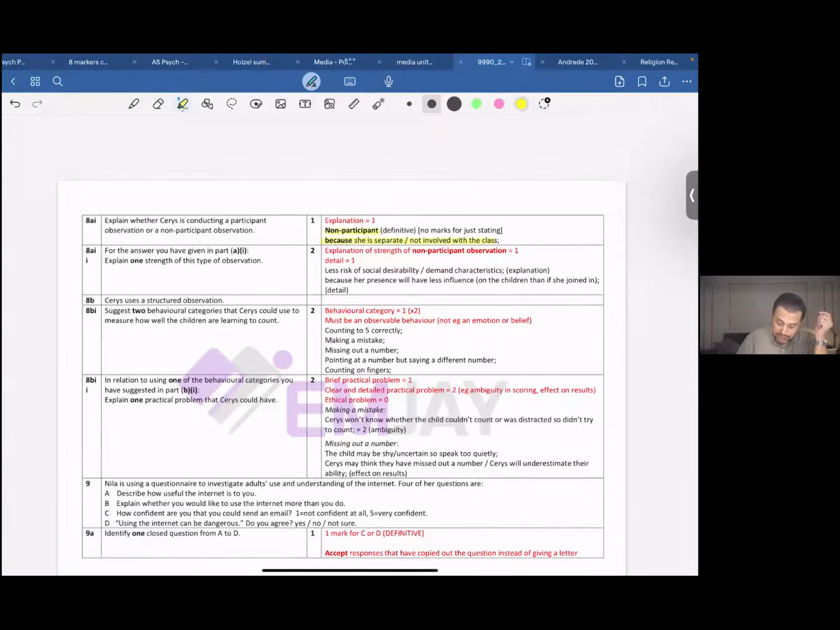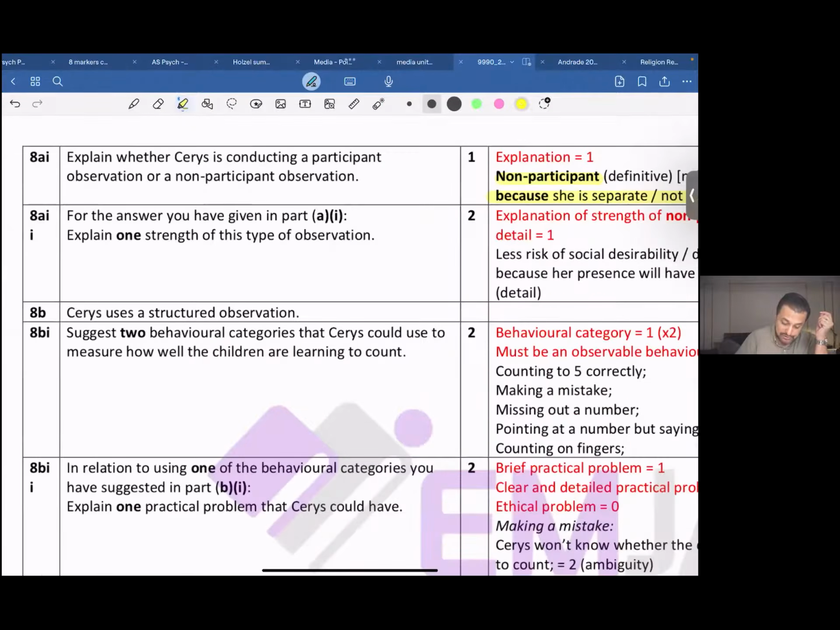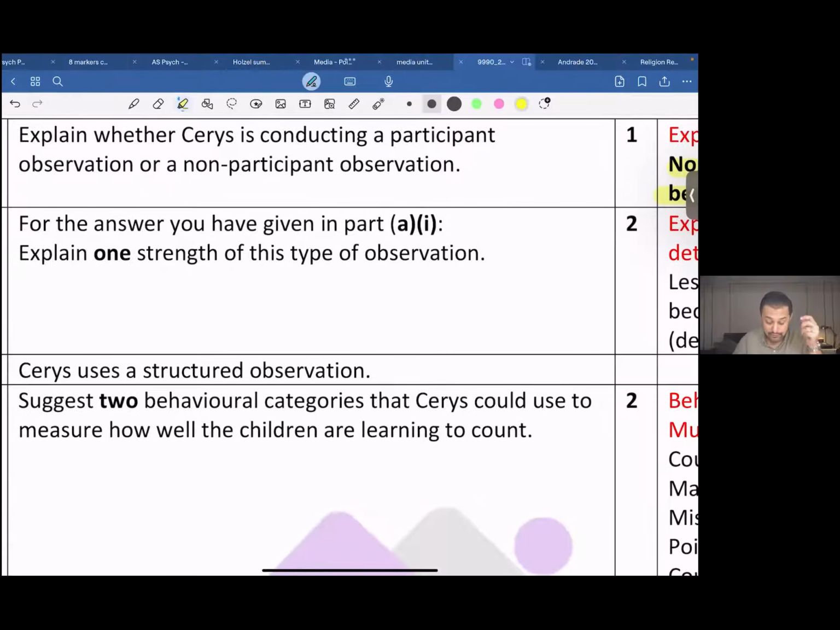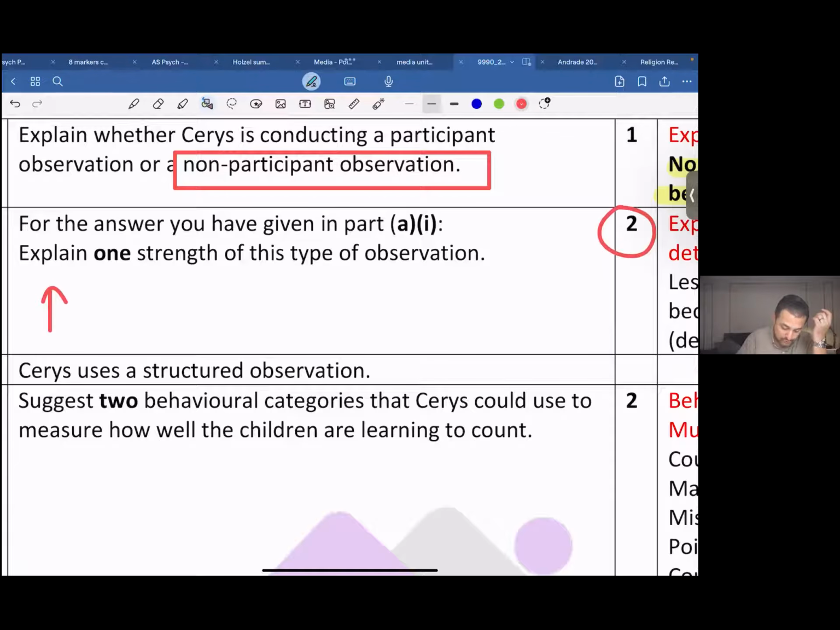The second question over here is a 2-mark question that reads: for the answer you have given in part A1, explain one strength of this type of observation. Now that you know that this is a non-participant observation, you need to explain one strength, and this is of 2 marks. The command word over here is explain. This is worth 2 marks, right?